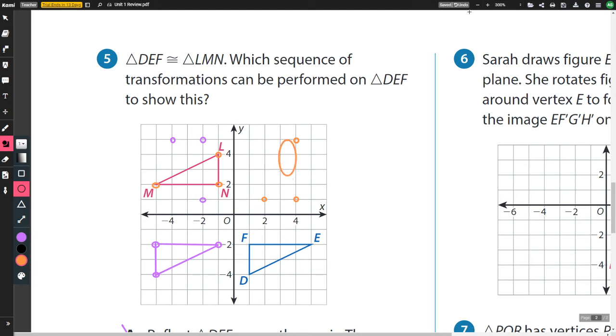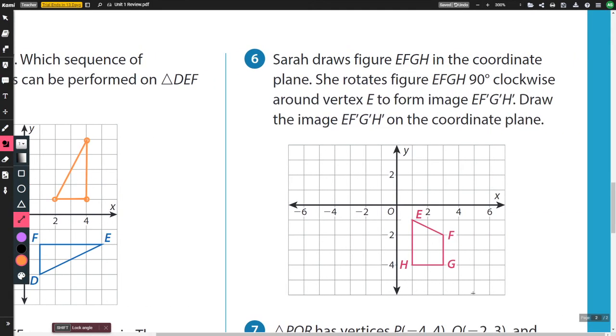Oh, not a circle. On a line. There we go. Okay. Number 6. Sarah draws figure EFGH in the coordinate plane. She rotates figure EFGH 90 degrees clockwise on the vertex E to form image EF'G'H'. Draw image EF'G'H'.